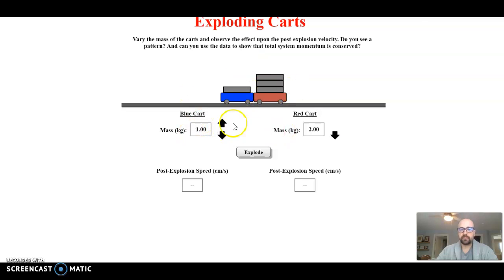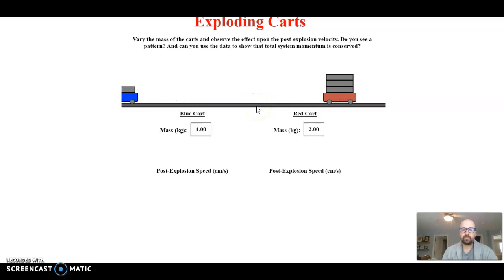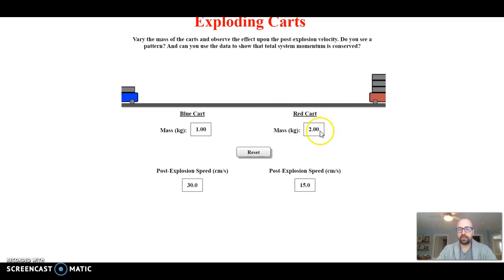So we can see, we'll just compare those. Then we explode them. That's a little plunger that's in there. And you can see the red cart was slower, so it took longer to get over there. So this was 1, 2, and then 30 and 15.